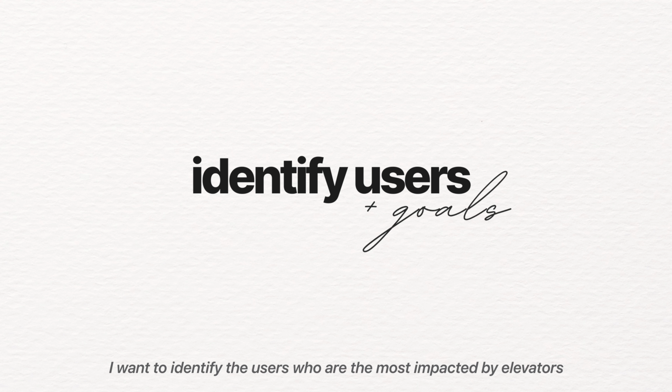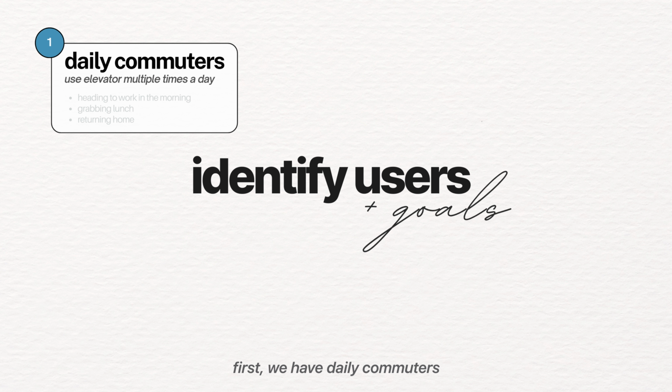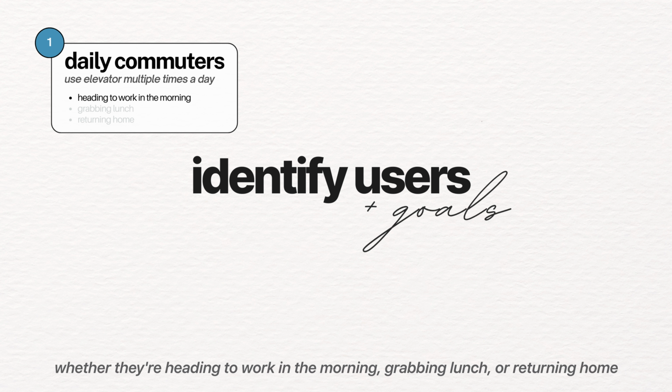Great. Now that the scope of the question is set, I want to identify the users who are most impacted by elevators. I'll start by breaking them down into 4 primary user segments. First, we have daily commuters. This includes employees in high-rise office buildings and residents in apartment towers who use the elevator multiple times a day, whether they're heading to work in the morning, grabbing lunch, or returning home.